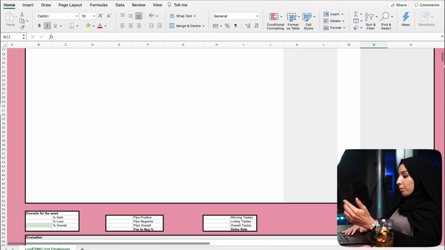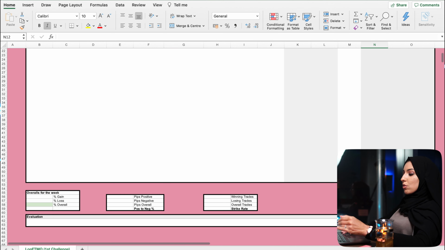So the next section below where you put all of your trades, you just want to have a look at your overall for the week. So calculate how much did you gain percentage-wise for the week, how much did you lose, and what was your overall, obviously taking away your loss from your gain.